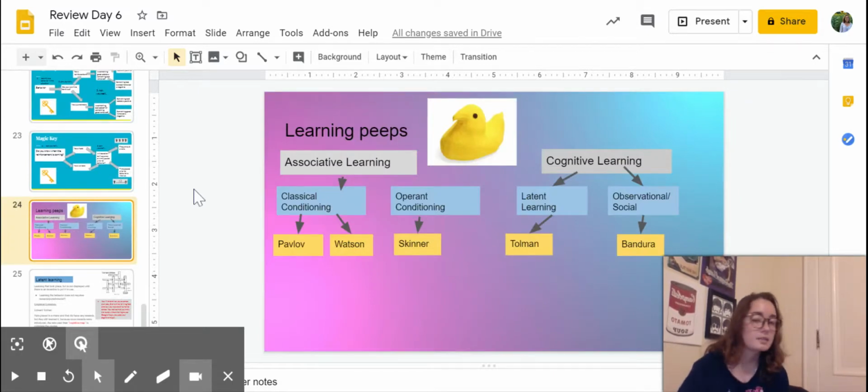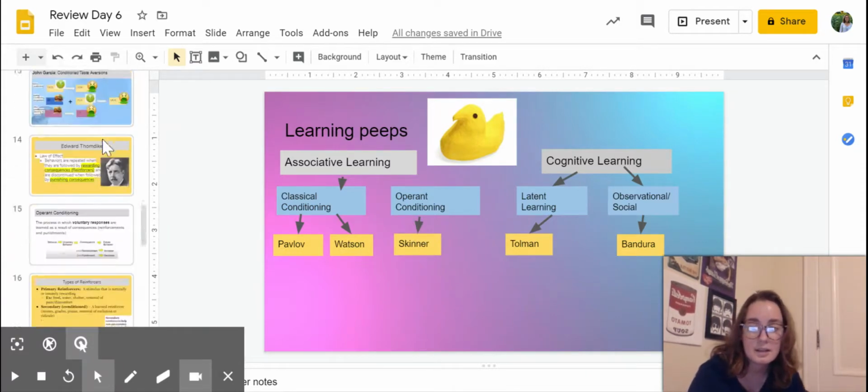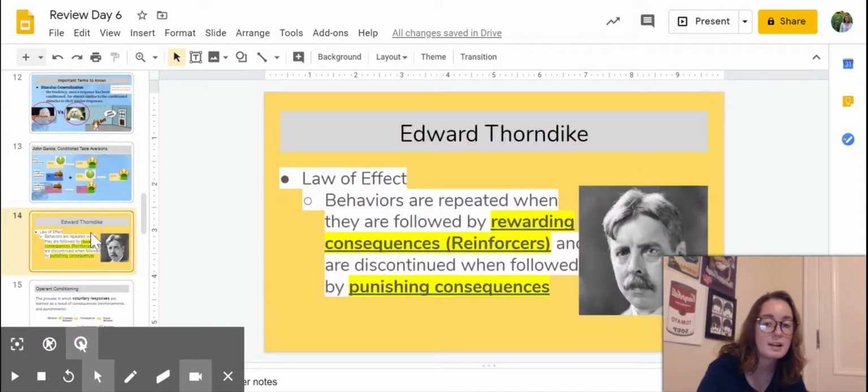Okay, so real quick, hitting back on, we said associative learning is what we just talked about. And we talked about our friends Pavlov with his dogs, Watson, who applied it to little Albert in humans. And then with operant conditioning, that would be Skinner. But I could even add on our friend Thorndike, who laid the groundwork.